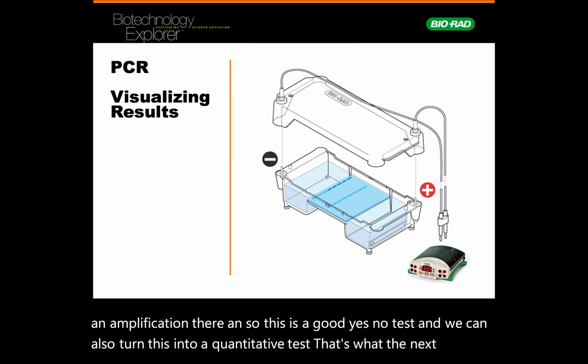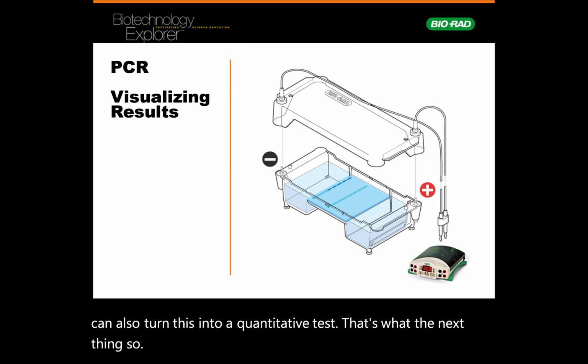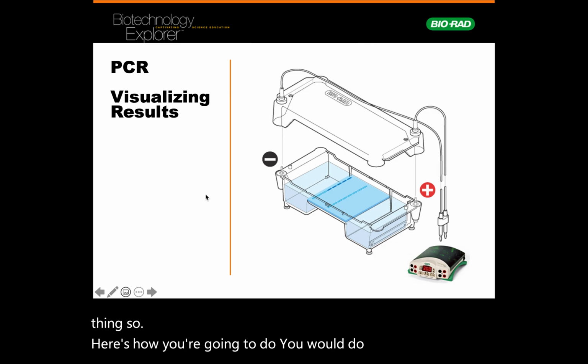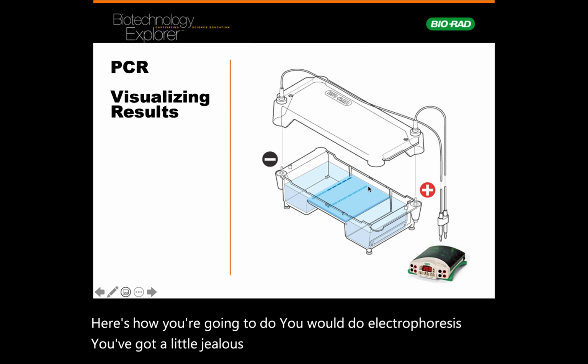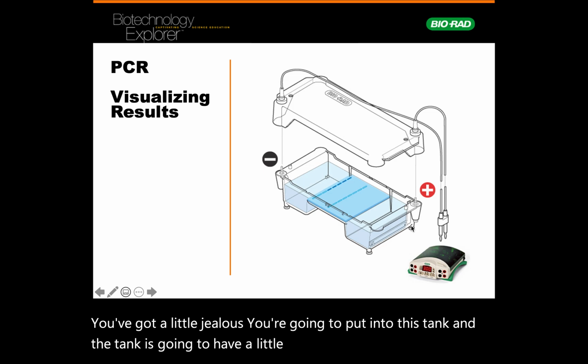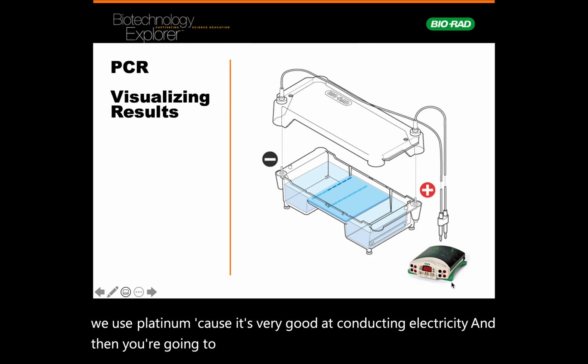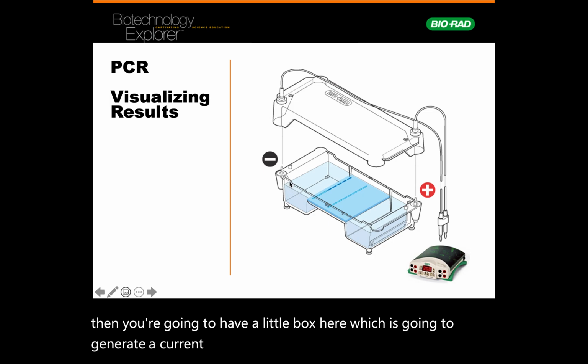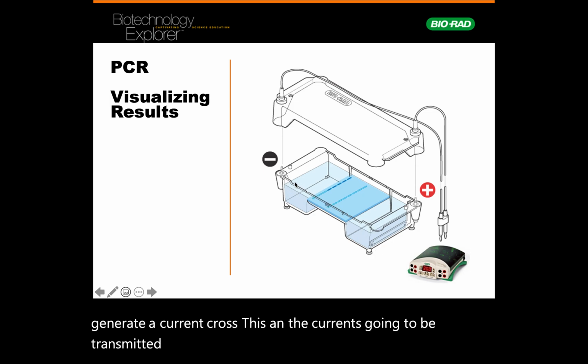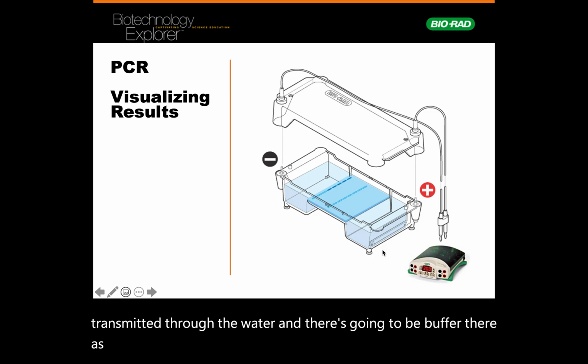So here's how you're going to do electrophoresis. You've got a little gel. You're going to put it into this tank. And the tank is going to have a little platinum wire at either end. We use platinum because it's very good at conducting electricity. And then you're going to have a little box here, which is going to generate a current across this. The current's going to be transmitted through the water. There's going to be buffer there as well. And it's going to push the DNA along. We're going to push the little ions along.